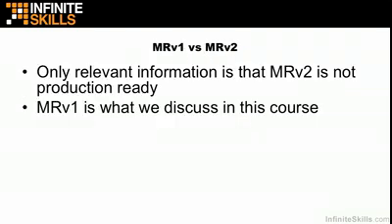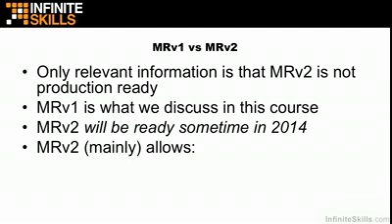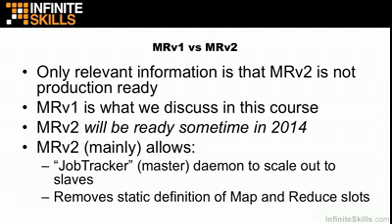A quick note on MapReduce version 1 versus MapReduce version 2. MapReduce version 1 is what we'll use in this course, and for good reason. MapReduce version 2 is not production ready. It probably will be ready sometime in 2014, but it is not ready yet. MapReduce version 2 mainly makes our job tracker more scalable by scaling the job tracker or the master daemon function of individual jobs out to the slaves. And it also removes the static definition of how many map and reduce slots or how many map and reduce tasks we can run per slave. We cover these topics in other slides.